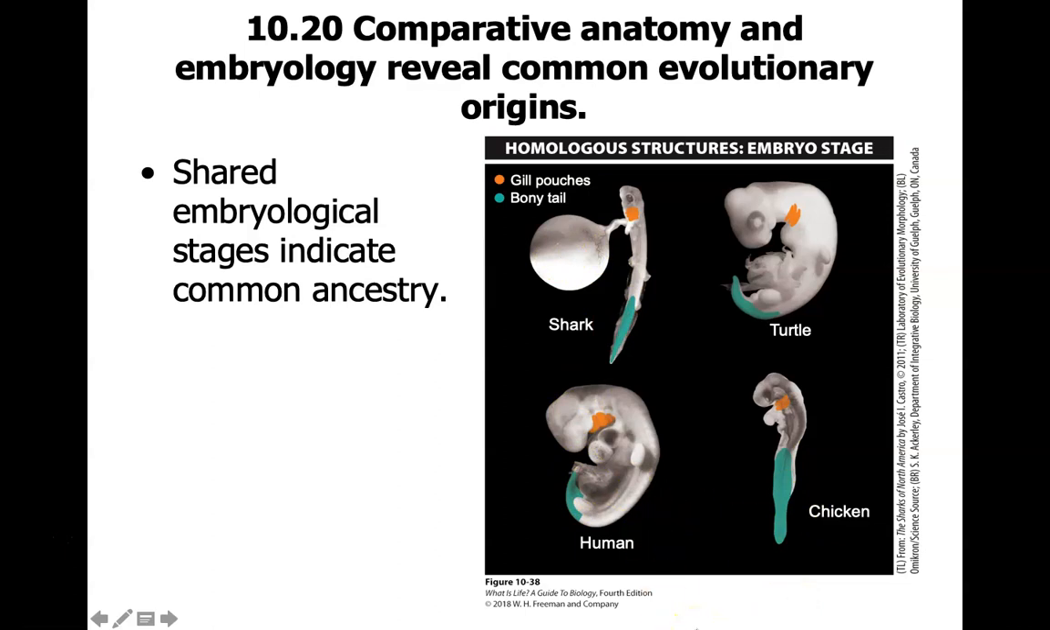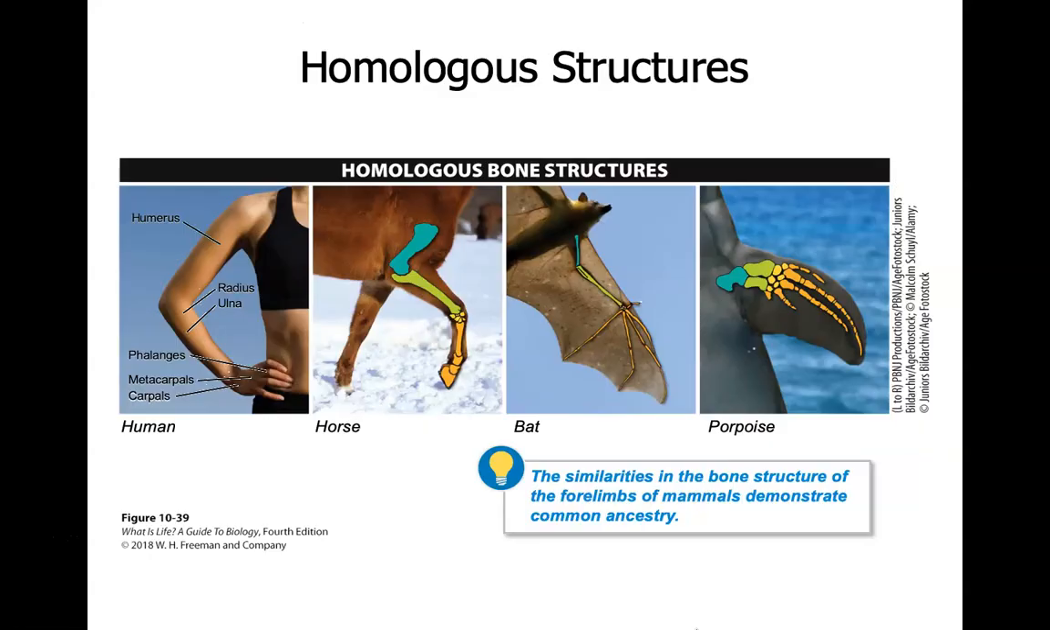Now structures that we no longer use are called vestigial structures, and I'll come back to that in just a minute. So you can also look at evolutionary relationships by looking at homologous structures. Homologous structures are structures that are similar because of a common ancestry. Now they're similar because of the common ancestor, but they're different because they have adapted to different environmental pressures.